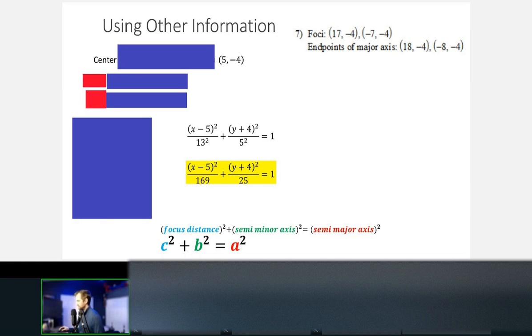All right, let's see the picture to draw. So our two focal points. I give you the focal points, and it even says endpoints of major axis, so there's no guess. So we have 17, -4, and -7, -4. So that's left and right. The y value doesn't change. So that means our graph is horizontal.